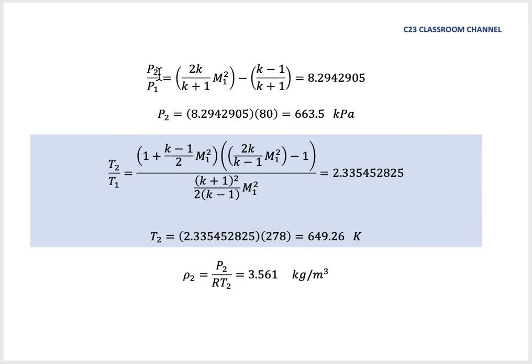By using this equation, we could get the ratio of P2 over P1, which is equal to 8.2942907. Then we could calculate the value of pressure after the shock wave as 663.5 kilopascal.